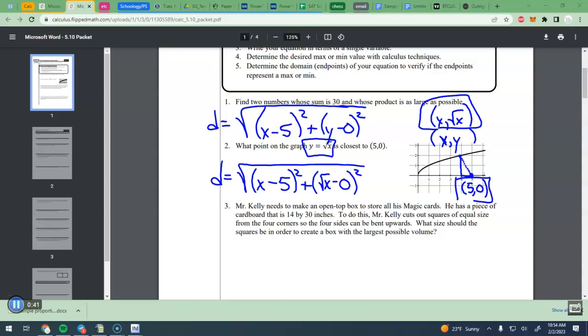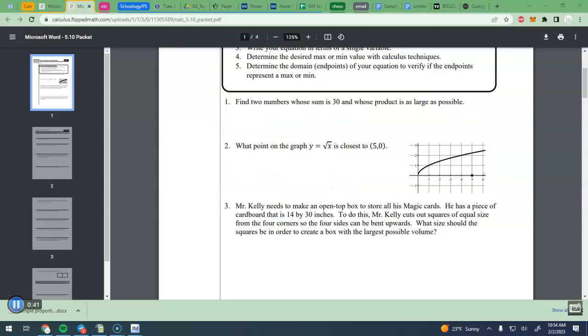So I couldn't cut 14 inches from both sides. So I could cut up to 7, but not 7 inches from both sides, right? I could cut like 6.99 inches from both sides. But if I cut 7 from 14, it's not a box. So the biggest you could possibly get would be almost 7. So we want to write an equation that maximizes volume. So volume is length times width times height, right?